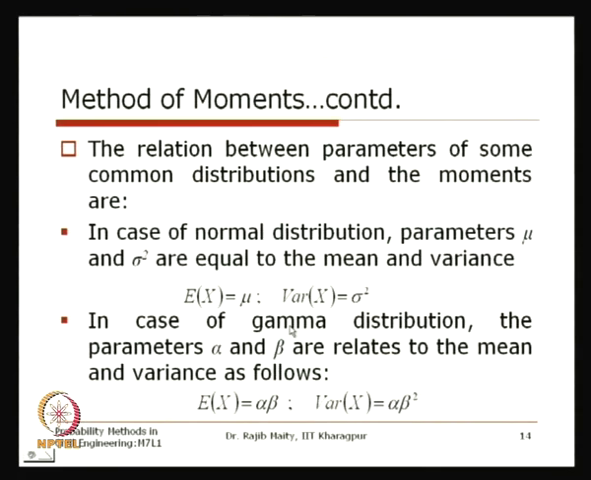Now in the case of the gamma distribution, the parameters are alpha and beta, which relate to the mean and variance as follows. You know that the expectation of x in the case of the gamma distribution is alpha beta, and the variance is alpha beta square. All these things we have discussed in the earlier modules. You can refer to those lectures. Here we are just using what we have seen in the earlier modules.